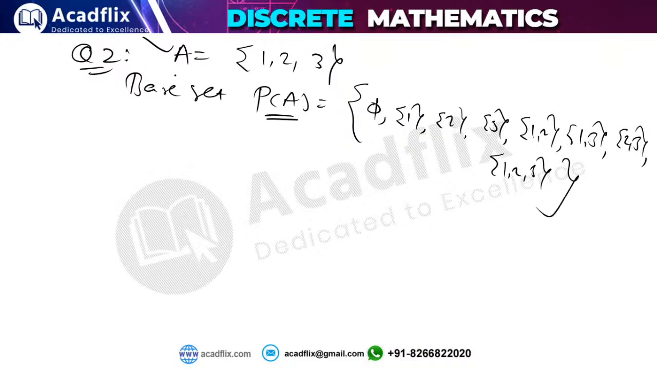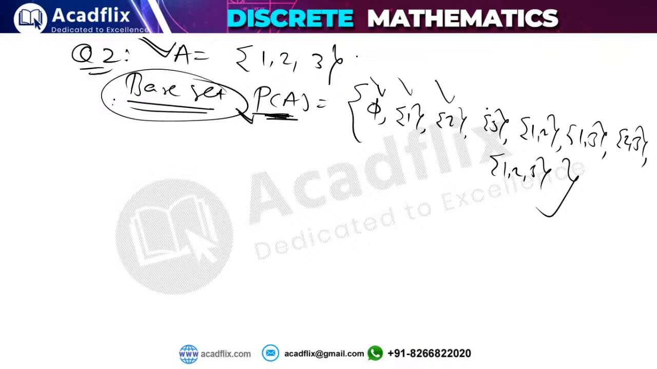You can see, this is our set A, but our base set, remember, we will define the relation on this base set. We will not define the relation on A. We will define the relation on this base set PA. PA means power set of A, the collection of subsets of A. So this is a subset of A, this is a subset of A, this is a subset of A, and so on. If you take the collection of subsets of A, then you will get the power set of A. So this is our power set of A.